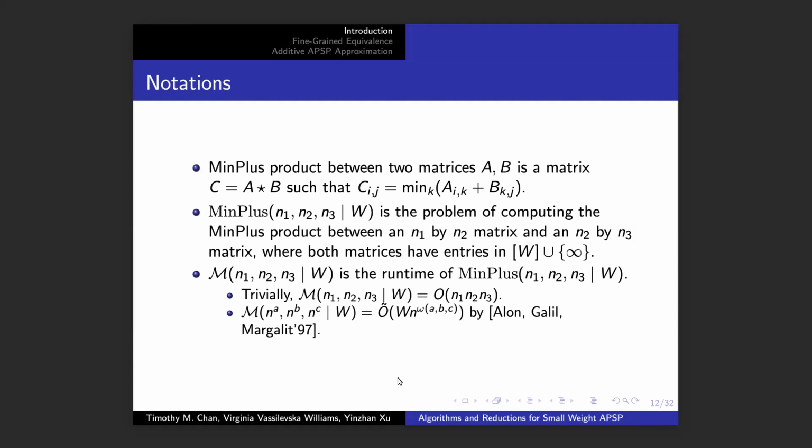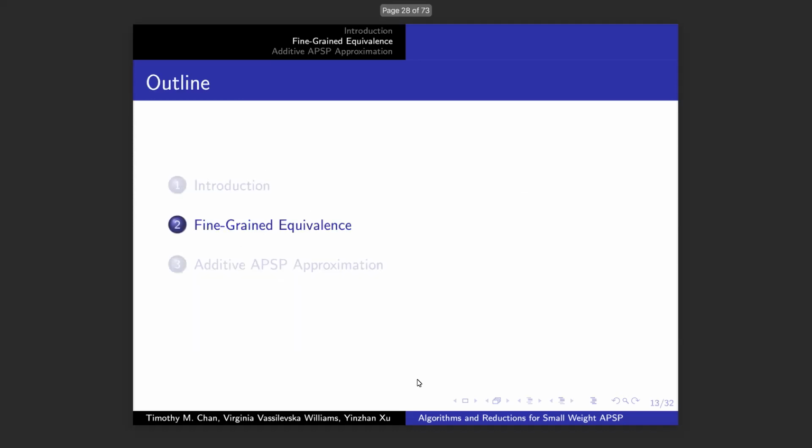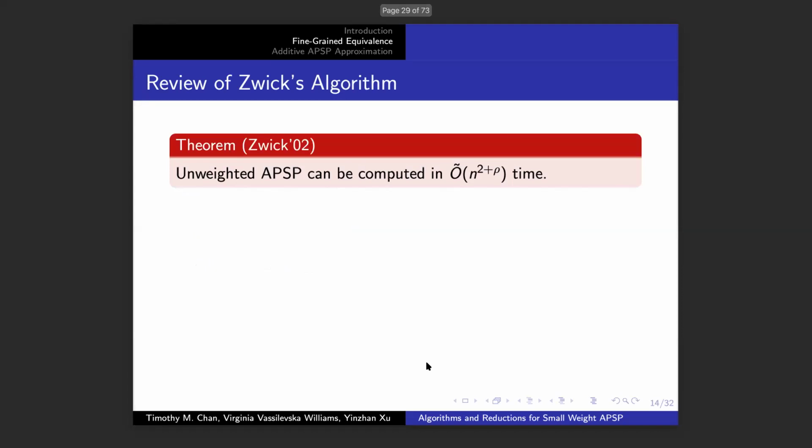There's an algorithm shown by Alon, Galil, and Margalit that solves the small weight min-plus product problem in O tilde of W times n to the omega(a,b,c) time. So now let me first tell you the proof of our fine-grained equivalence. But before that, I'll give a review of Zwick's algorithm.